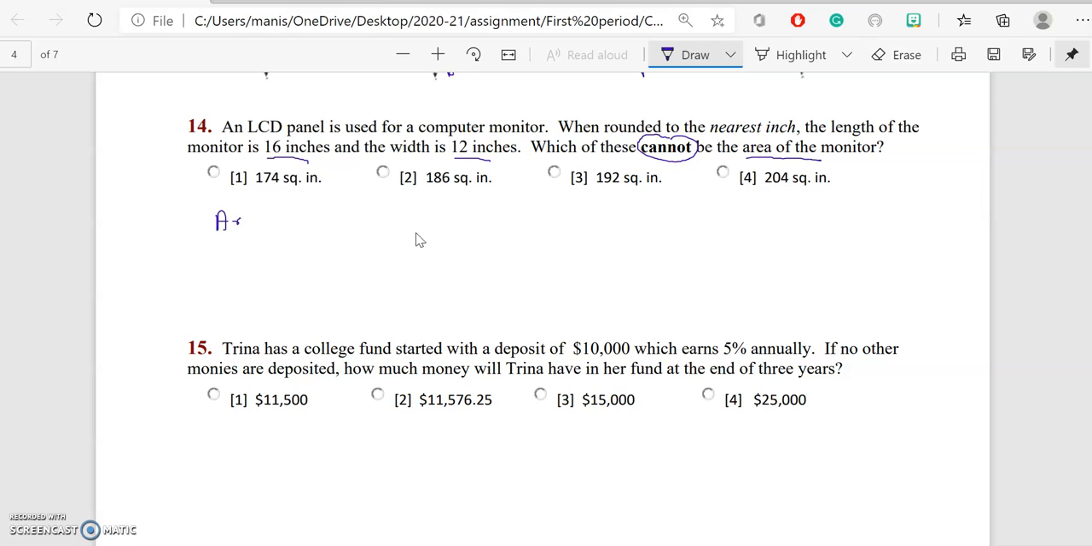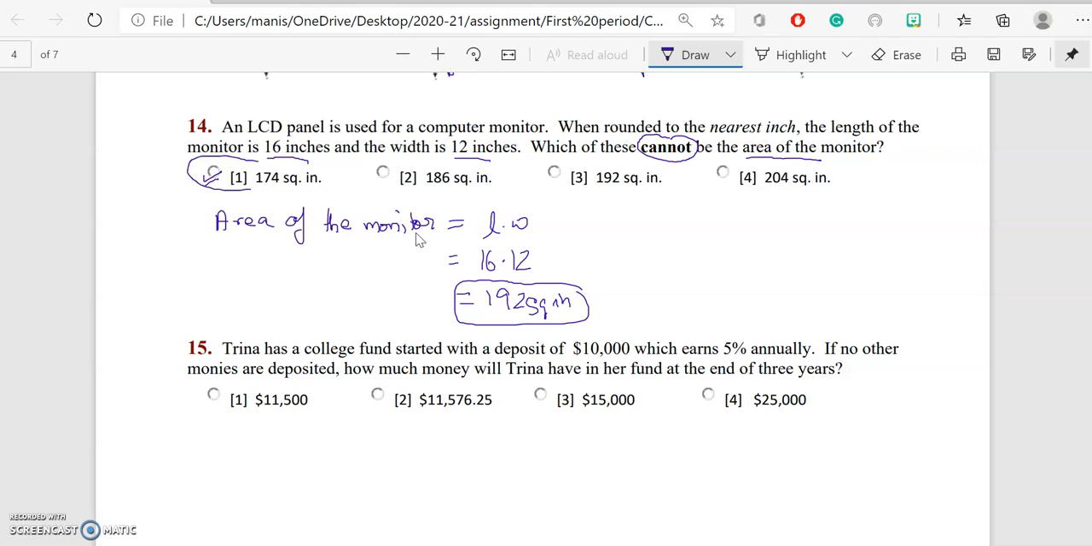So what we will do is find the area of the monitor. The formula for this will be what? It will be length times width. So you multiply 16 times 12, which ends up with 192 square inches. So this is telling us that this is the area of the monitor. So this can be the choice. I will go with choice A as your answer because this is very small, and the panel cannot be smaller than this one. So this is the correct answer.